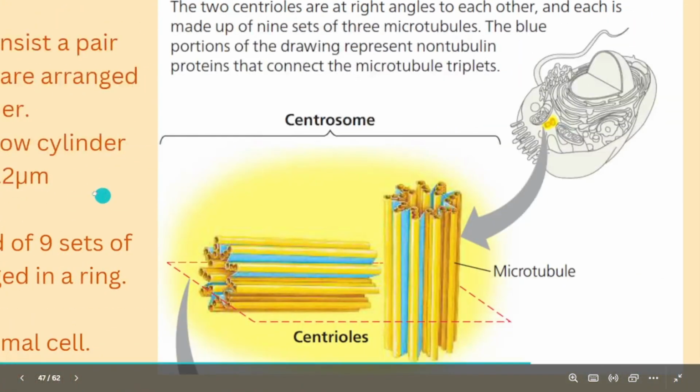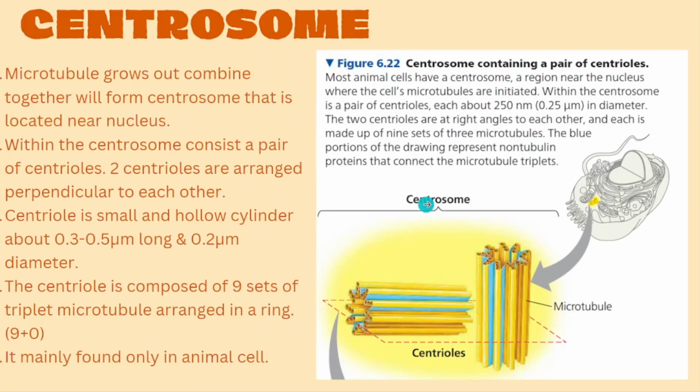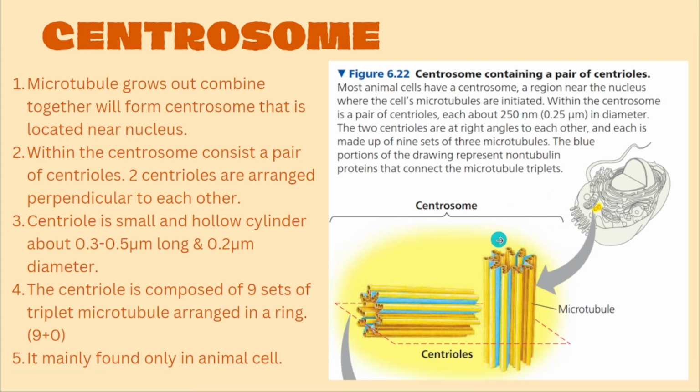What about the 0? The 0 is the center. You can see there are no microtubules in the center. That is why it is called 9 plus 0: 9 sets of triplet microtubules arranged in a ring to form the one central structure. Normally it is found in the animal cell, and the major function, as I mentioned, is to play a major role in the cell division process, the mitosis process and the meiosis process.